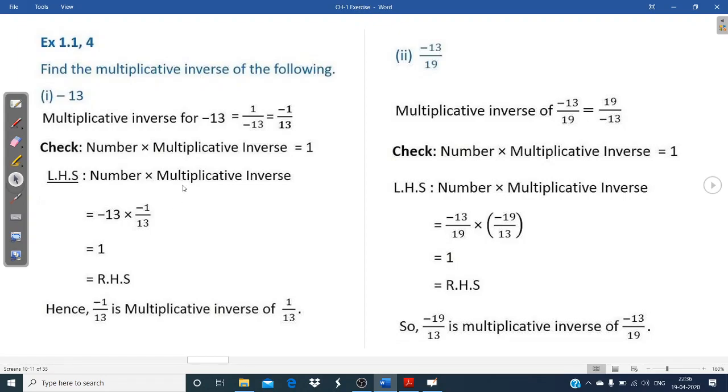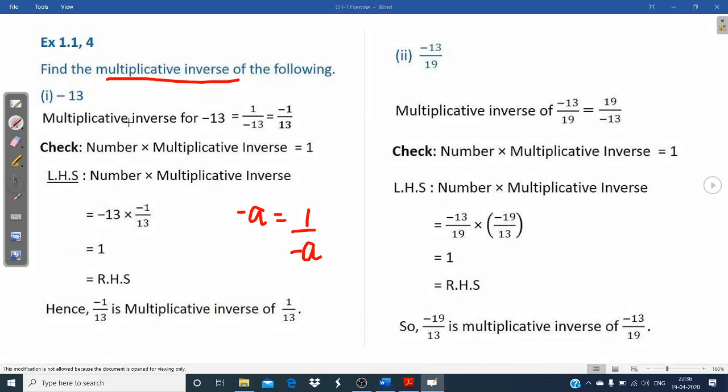Now we will solve the fourth question. In the fourth question, you have to find the multiplicative inverse of the following. We have already studied that if a number is a, its multiplicative inverse will be 1 upon a, which means its reciprocal. And if the number is minus a, its reciprocal will be 1 upon minus a. Here you have to find the multiplicative inverse of minus 13. The multiplicative inverse of minus 13 will be 1 upon minus 13, which can also be written as minus 1 upon 13.